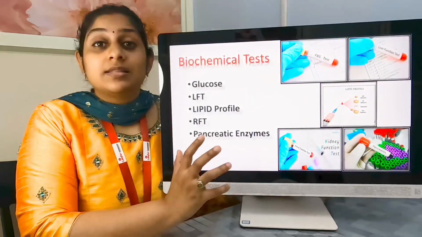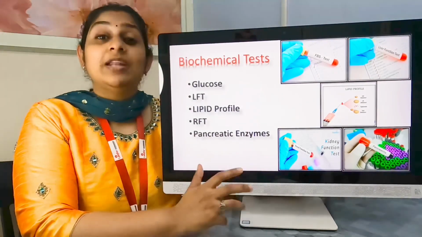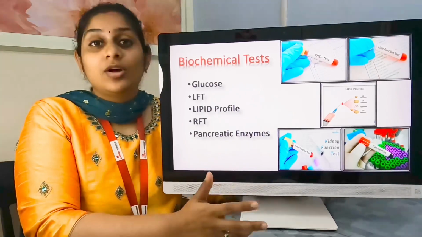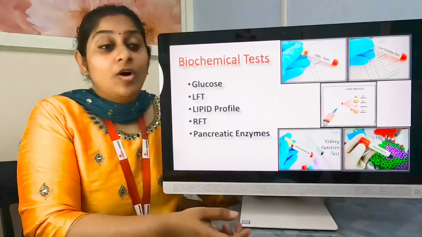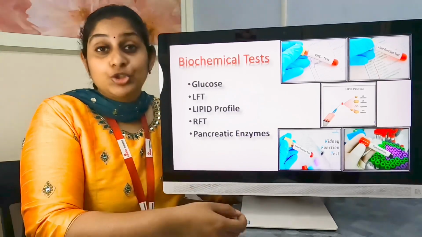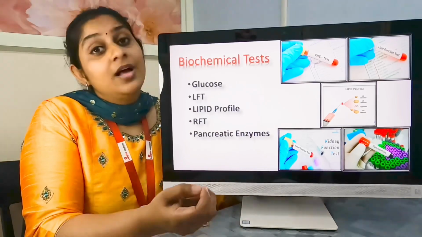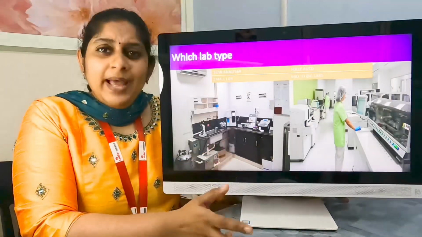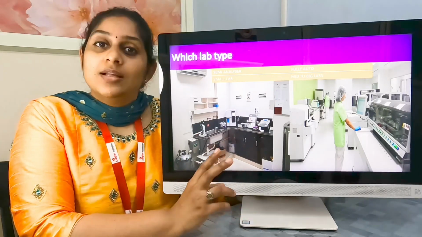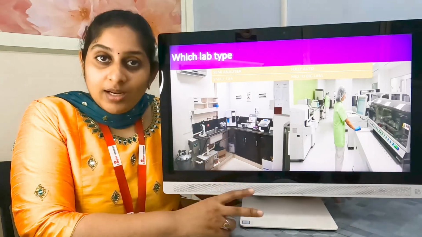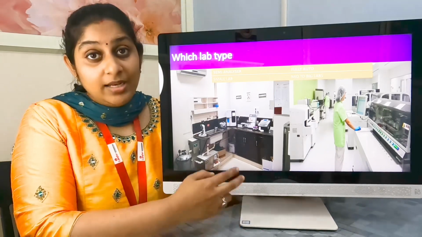A biochemistry analyzer is a machine needed from very small laboratories to big laboratories or diagnostic centers. On this machine, we can do all the basic tests, starting from sugars, cholesterols, and even hemoglobin can be done in a biochemistry analyzer. Biochemistry analyzers are basically of two types: one is the semi-automated biochemistry analyzer and the other is the fully automated biochemistry analyzer.